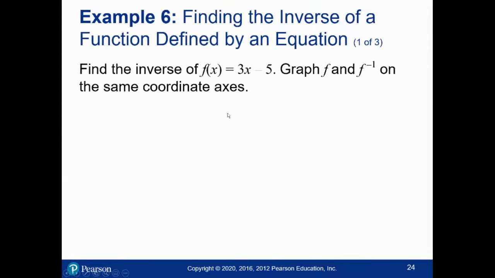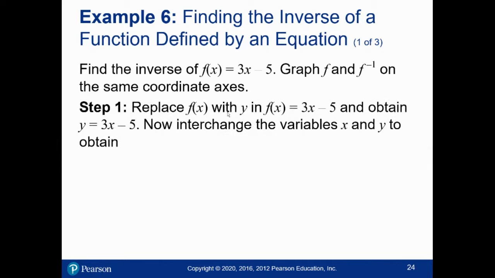Okay, so welcome back. Suppose I have the function f of x is 3x minus 5. Graph f and f inverse on the same coordinate axes. Remember, all you have to do is swap the role of x and y. That's how you do this reflection across the line y equals x. So instead of writing y equals 3x minus 5, write x equals 3y minus 5. We just swapped our x's and y's.